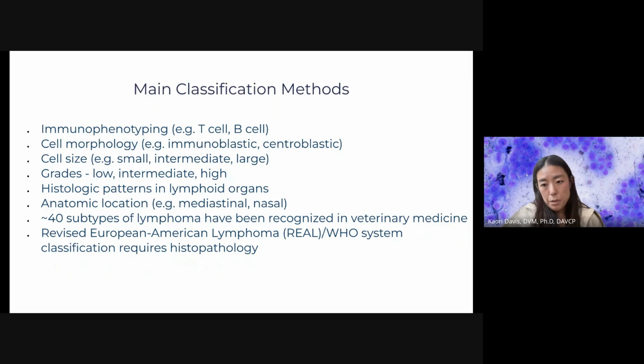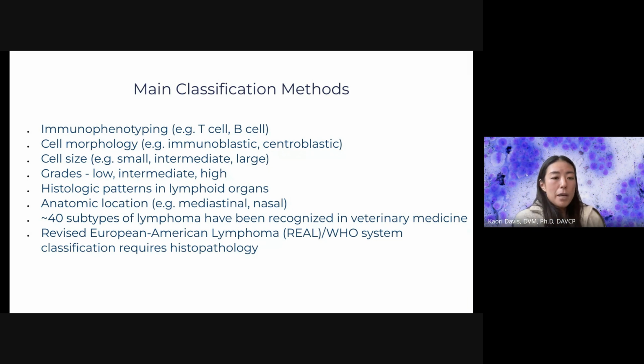And grades are also important. We can divide the lymphocyte subtypes into low, intermediate, or high grade. And then there are also histological patterns within the lymphoid organs and also the anatomic locations in the body, such as mediastinal lymphoma or nasal lymphoma, renal lymphoma, etc. And we're going to review all these different classification methods later in this talk.